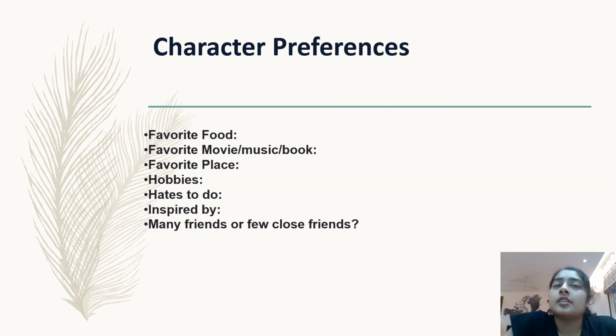Then we have the character preferences. This is a list of favorites and a list of things you hate. Things your character hates, favorite food, movie, or what the person hates to do. So you can play with this however you want.